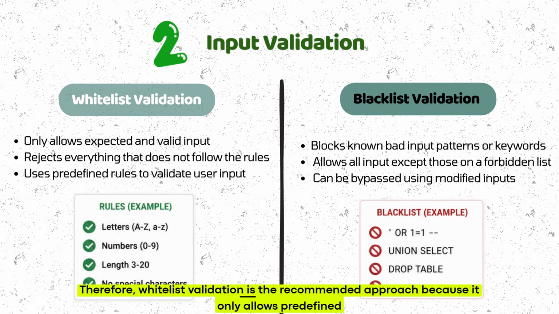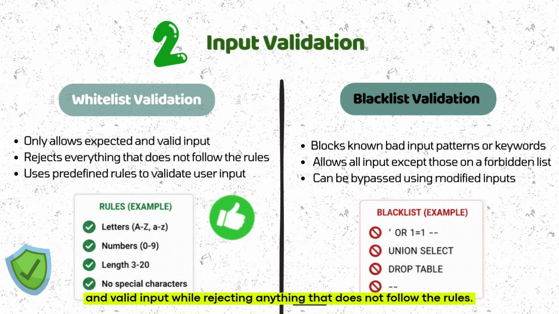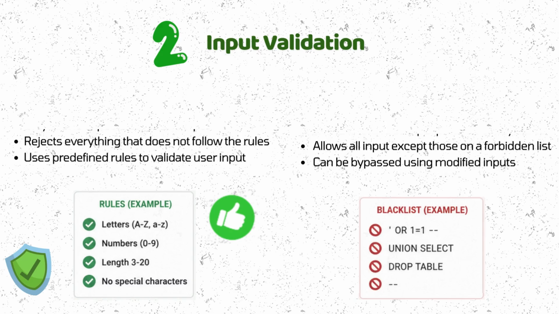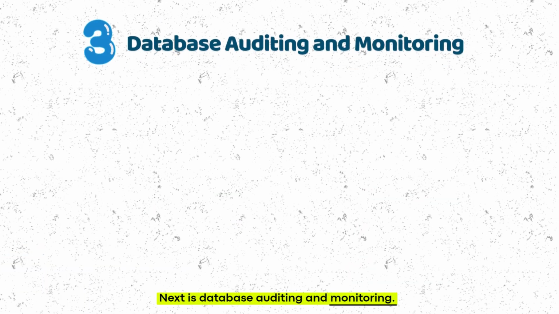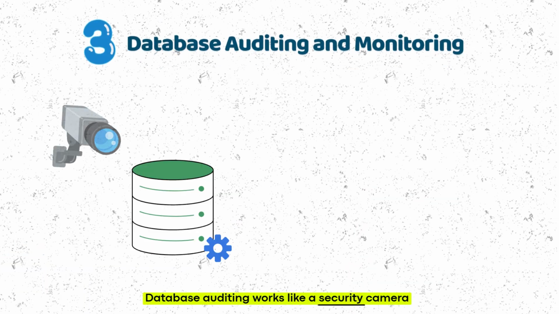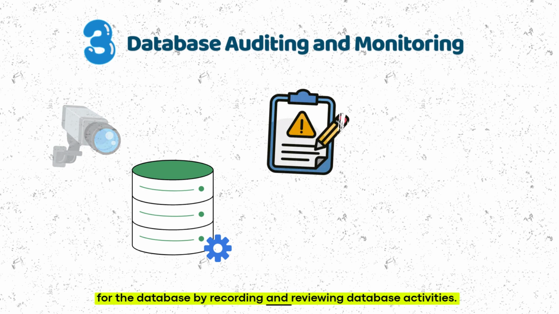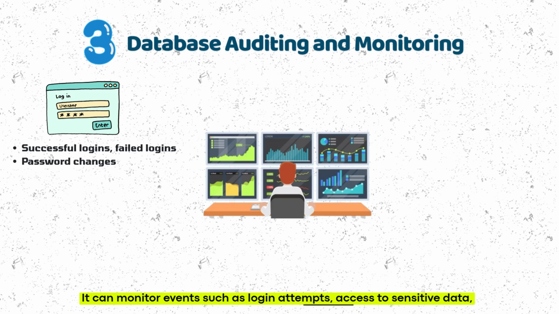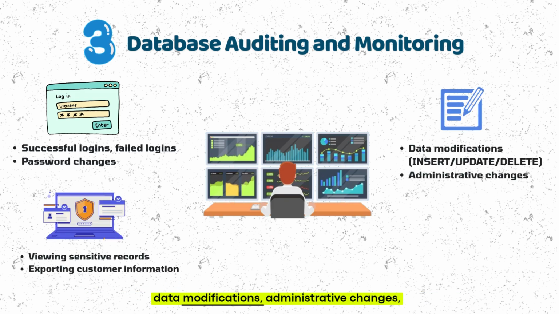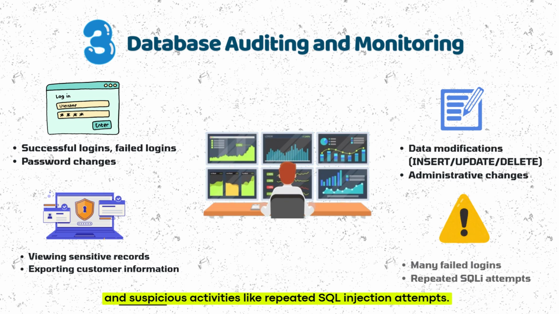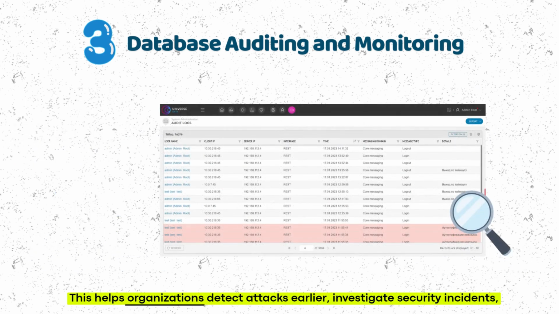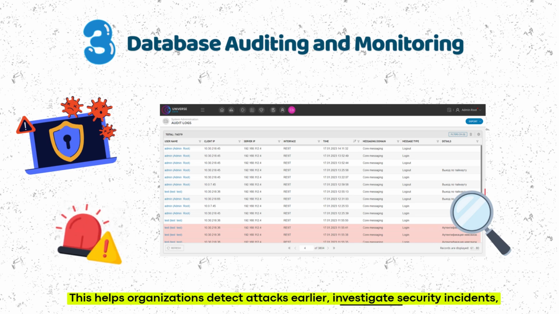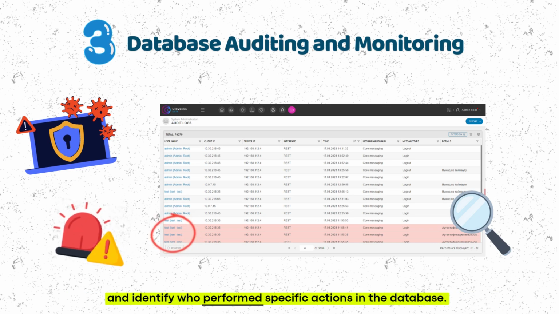Therefore, whitelist validation is the recommended approach because it only allows predefined and valid input while rejecting anything that does not follow the rules. Next is database auditing and monitoring. Database auditing works like a security camera for the database by recording and reviewing database activities. It can monitor events such as login attempts, access to sensitive data, data modifications, administrative changes, and suspicious activities like repeated SQL injection attempts. This helps organizations detect attacks earlier, investigate security incidents, and identify who performed specific actions in the database.